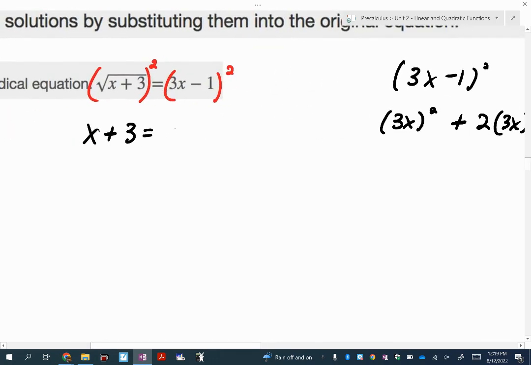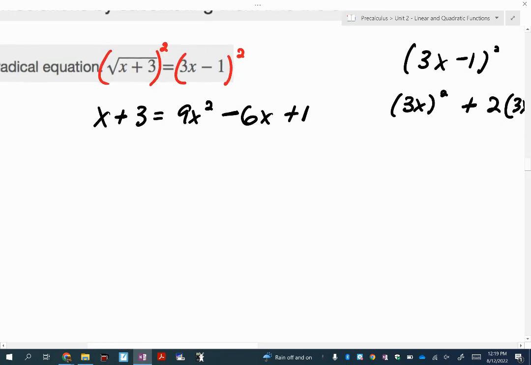So that's going to be 3x squared, which is 9x squared. If I were to take negative 1 and square it, that gives me plus 1. And then don't forget the middle term. 3x times negative 1 is negative 3x. Double it, you get negative 6x. All right, I'm going to get everything to one side and set it equal to 0. So that's going to be 9x squared minus 7x minus 2.